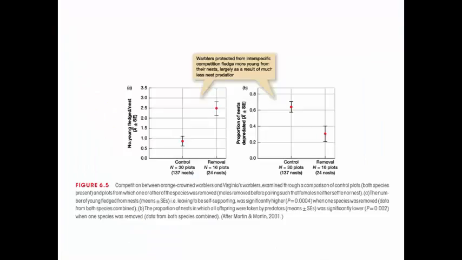Competition is often difficult to demonstrate clearly in natural populations. Here we have an experiment in which two kinds of warblers, orange-crowned warblers and Virginia warblers, which compete for one another, or at least presumably compete for one another, were examined. In panel A on the left, the control is a situation where both orange-crowned warblers and Virginia warblers are present. Removal would be when one or the other species has been removed.